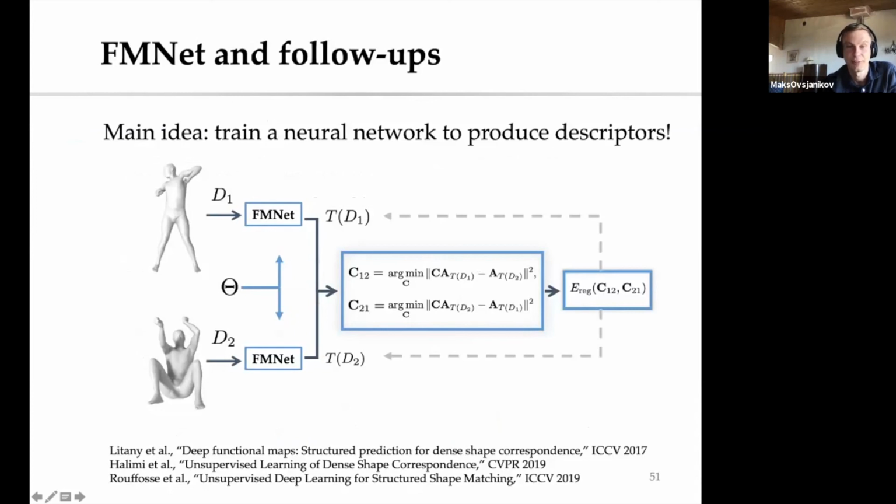Let's try to modify these descriptors so they pass through some network called FMNet. Basically, let's use these modified descriptors, these transformed descriptors D1 and transformed descriptor D2, to compute functional maps. And you can backpropagate to learn descriptor weights here. There's been some work on this, but the problem is you still need some input descriptors.